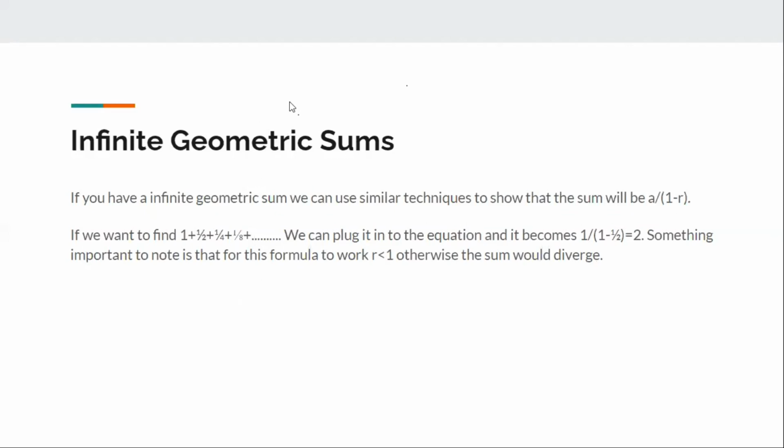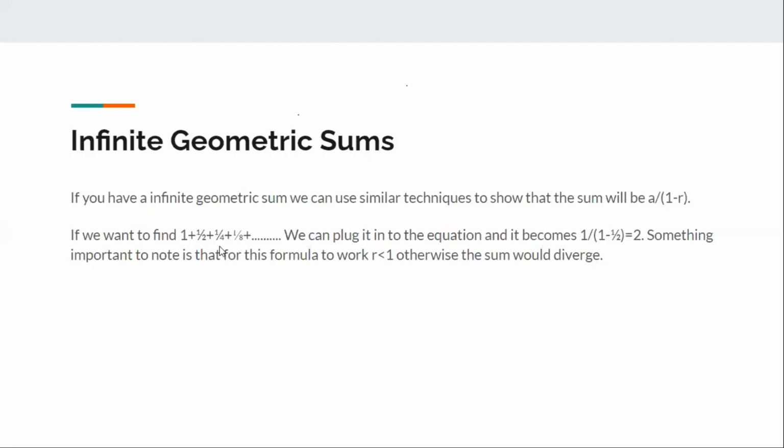Infinite geometric sums. If you have an infinite geometric sum, you can use similar techniques to show that the sum will be a over 1 minus r. So for example, if you want to find 1 plus 1/2 plus 1/4 plus 1/8, you can plug it into the equation as a is equal to 1 and the common ratio is 1/2. So 1 over 1/2, which is equal to 2. So this infinite sum is just 2.